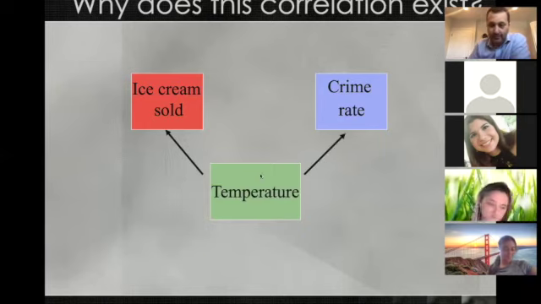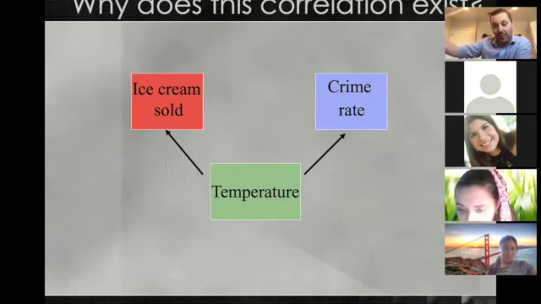Cities that are hotter sell more ice cream for obvious reasons, right? We sell more ice cream in Miami than I assume they do in Juneau, Alaska. Furthermore, for reasons that we're going to see later on in the semester when we look at aggression, temperature leads to increases in aggression and crime. As a consequence, cities that are hotter, like Miami, sell more ice cream and have higher crime rates than cities that are cooler, such as, let's say, Juneau, Alaska. And as a consequence, you get this association, this correlation between the amount of ice cream sold and the crime rate.